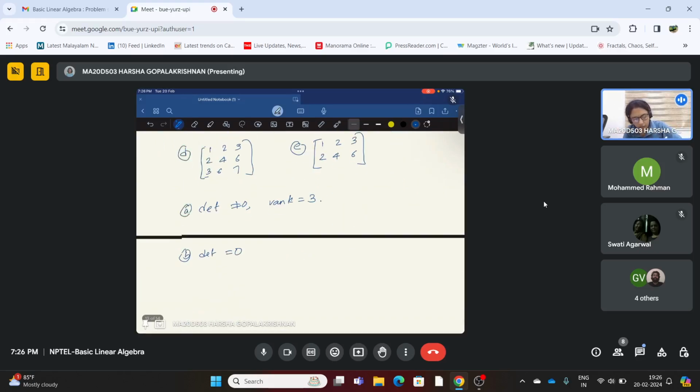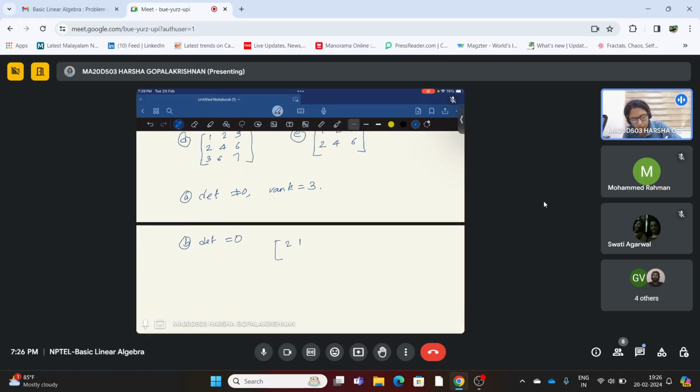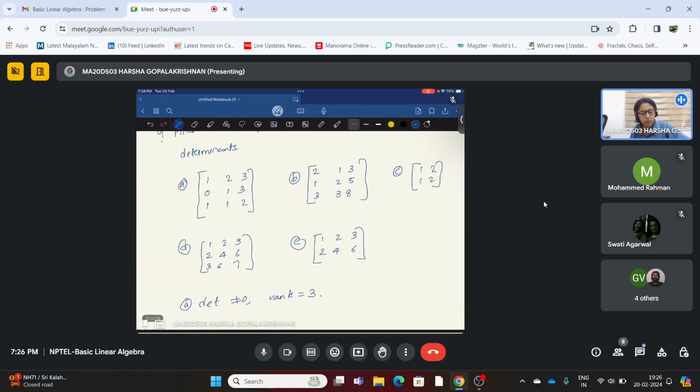For example, we can take 2 1 1 2. So its determinant is non-zero, its determinant is 3. Okay, so it is non-zero, so rank will be equal to 2. Now what about option C? Yeah, option C, rank is 1 because the second row is same as the first row. Okay, obviously the determinant is 0.